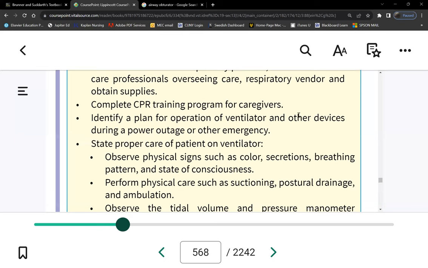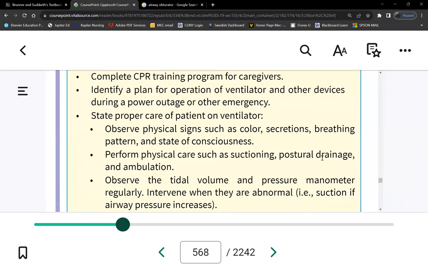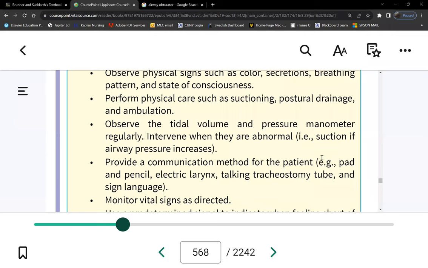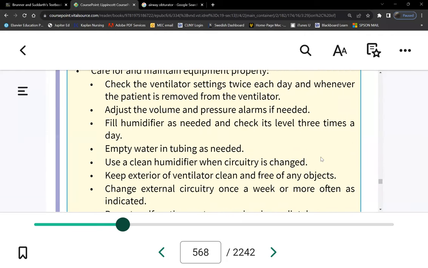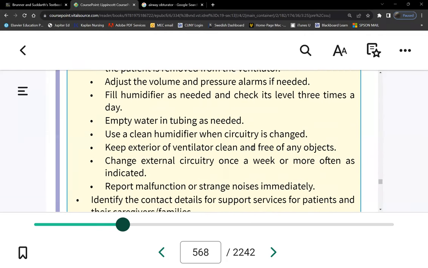And head of the bed should be, how many degrees? 30, okay? 30 minimum to 45 degrees. We prefer 30 because 45 will increase pressure ulcer. So we prefer 30. And then suction as needed. So that's number four. As needed. Yeah, so what are they again? What do you got?